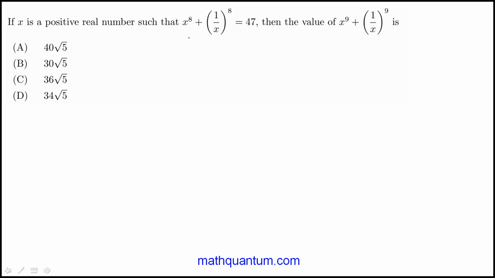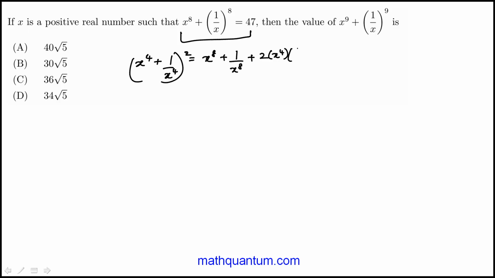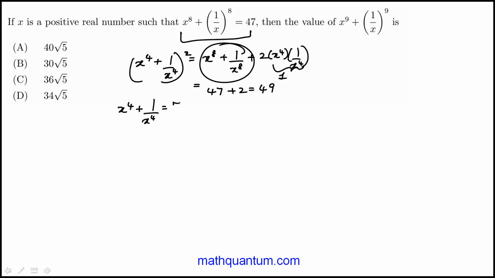And this may be helpful for other types of questions because I have seen these types of questions earlier. And that has to do with recognizing that if you square this, you will get x to the 8 plus 1 over x to the 8, plus you're going to get 2 here because when you multiply these two terms, that's just 1. And so that means x to the power 4 plus 1 over x to the 4 is equal to 47 plus 2, which is 49, which means x to the 4 plus 1 over x to the 4 is 7, because you have a square here. And we're only looking at positive values.